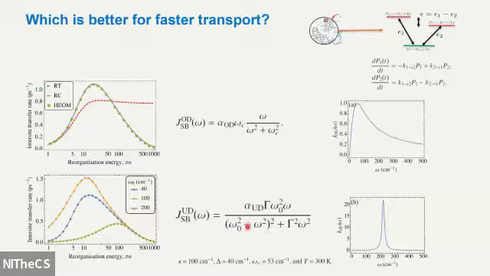Conversely, if we use an underdamped spectral density, which is very peaky and very resonant, this is almost like having a cavity that interacts with the system. If we tune the position of this resonance, we find an optimum when it's on resonance with the energy difference of the system. This is what some people call resonant enhanced transport.